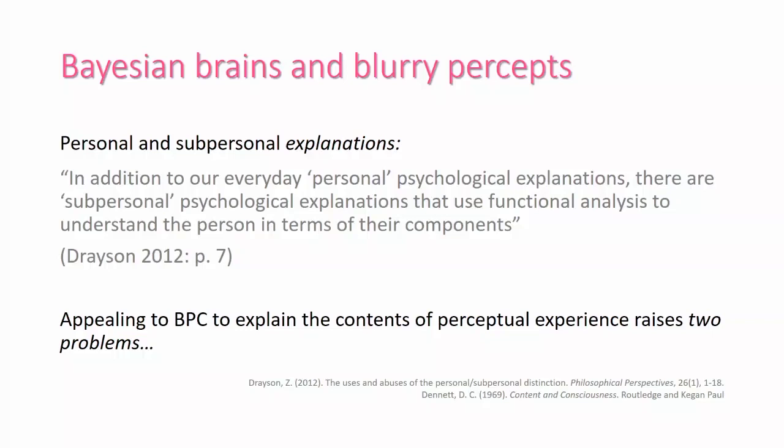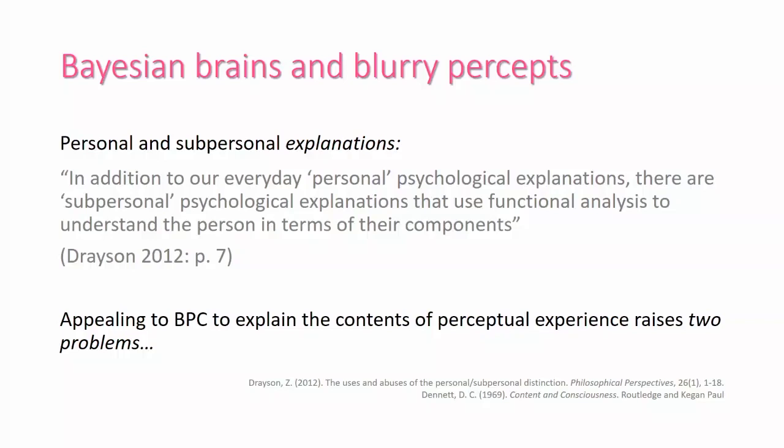reading of the distinction. So what she says, paraphrasing or interpreting Dennett here, is that when we're talking about the personal and subpersonal, we're saying that in addition to our everyday, archetypically folk psychological explanations, I did this because I had a belief and desire that made me do this and so on, there are subpersonal psychological explanations that work by a kind of functional analysis. So you take a personal level state as an explanatory target, and then you explain it in terms of subpersonal mechanisms, subprocesses, or subpersons. So it's a kind of functional decomposition story.